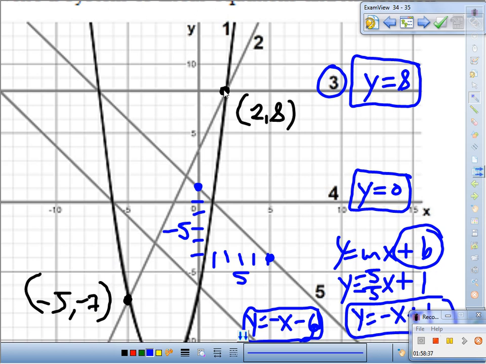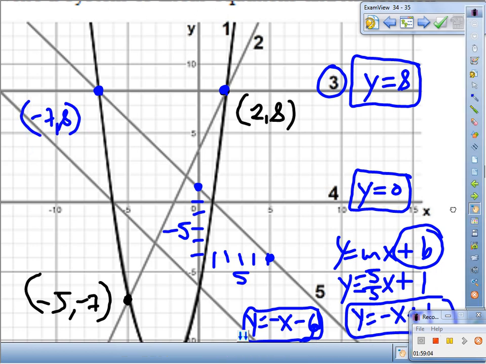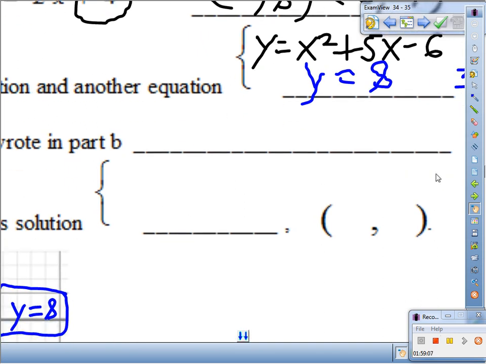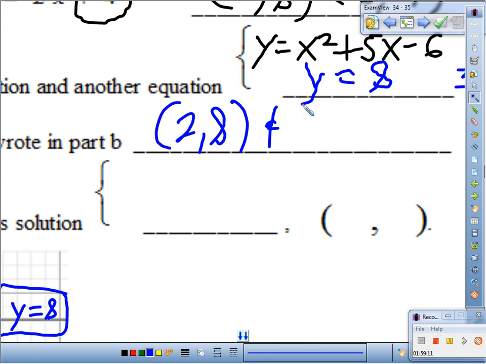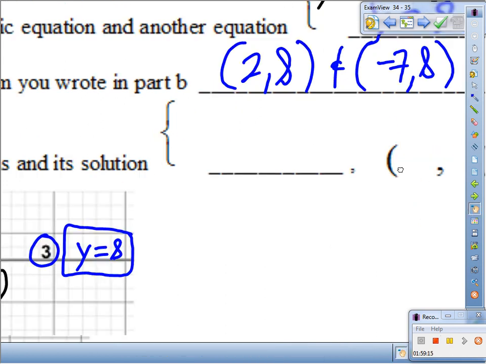Okay, I heard somebody say 2, 8 and negative 7. Negative 7, 8 is up here. Negative 7, 8. That is correct. So 2, 8. We write that here. 2, 8 and negative 7, 8. And you guys are experts at these already by now.